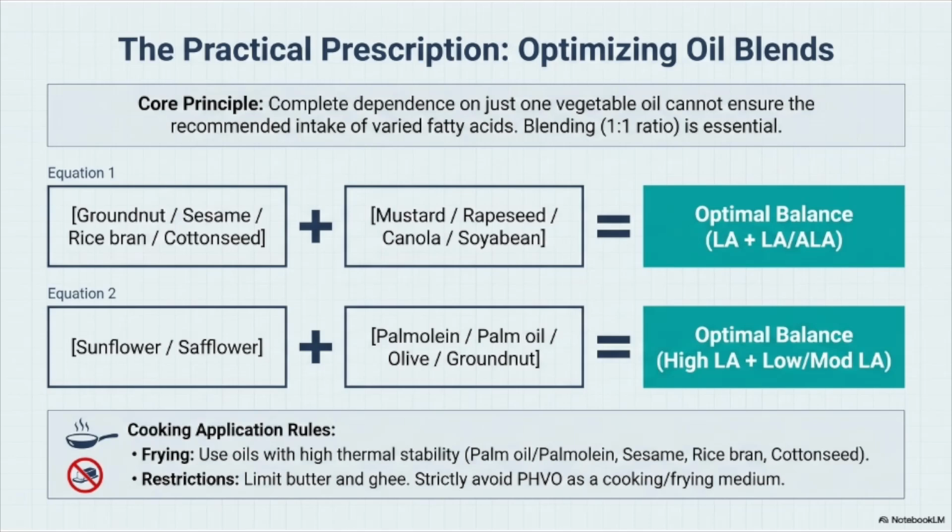For cooking applications, frying should use oils with high thermal stability like palm oil, palmolein, sesame, rice bran, and cottonseed oil. And as a restriction, butter and ghee should be limited, and partially hydrogenated vegetable oil should be strictly avoided as a cooking or frying medium.